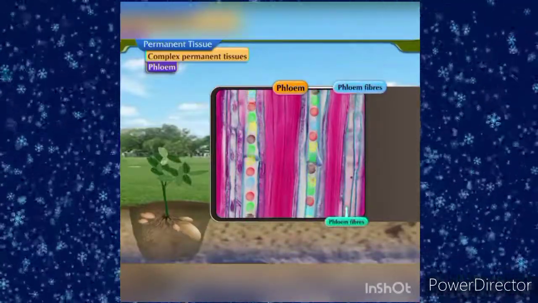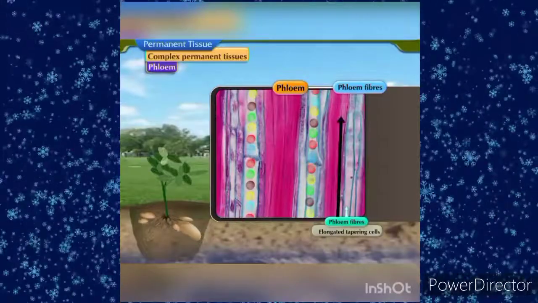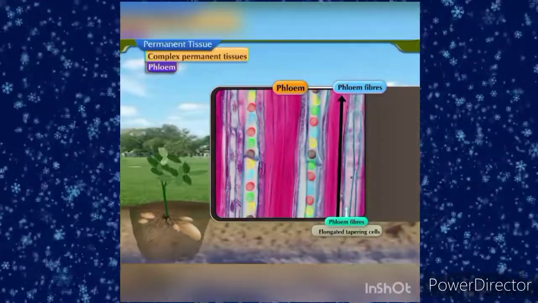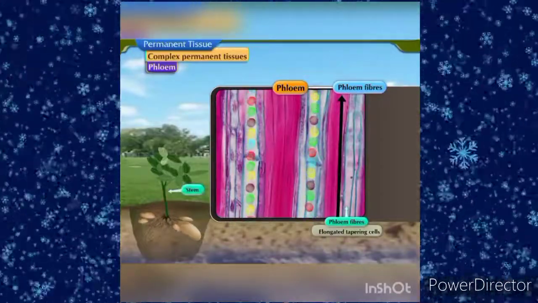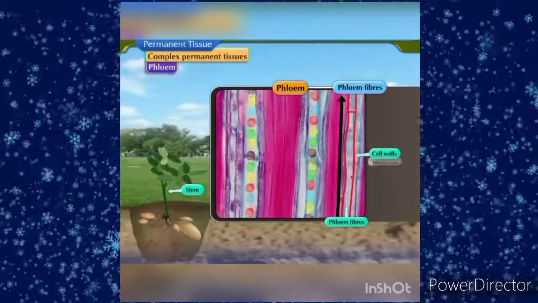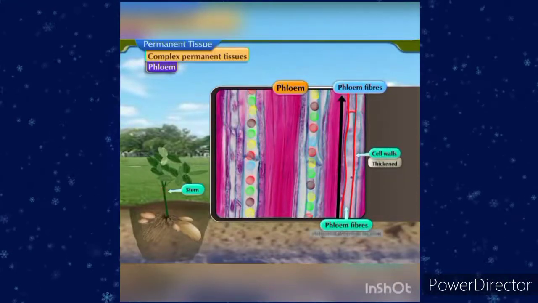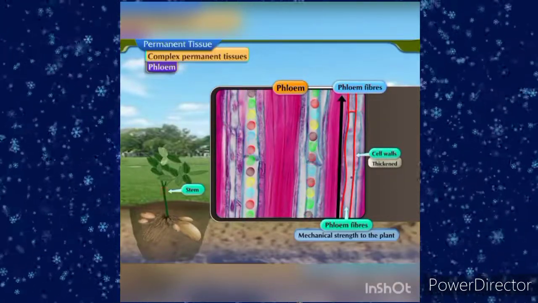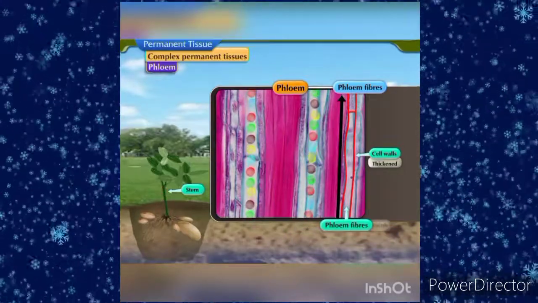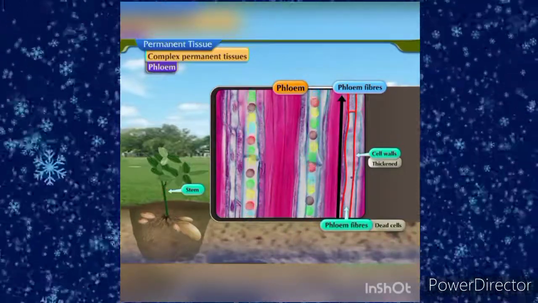Phloem fibers. They are elongated tapering cells which are found particularly in the stems. The cell walls are thickened. It gives mechanical strength to the plant. Phloem fibers are dead cells.